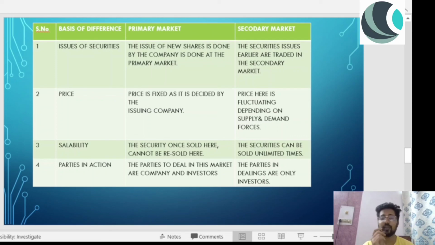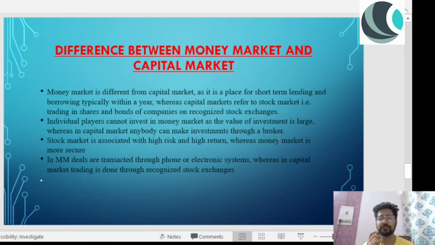I hope everyone is clear till now with what we are discussing and what you guys have to cover, right? Now we'll talk about the difference between money market and capital market. Money market is a place for short-term lending and borrowing, typically within a year, whereas capital market refers to stock market, trading in shares and bonds of companies on a recognized stock exchange. Individual players like me and you cannot invest in money market as the value of investment is large, whereas in capital market anyone can make investment through a broker or through apps.